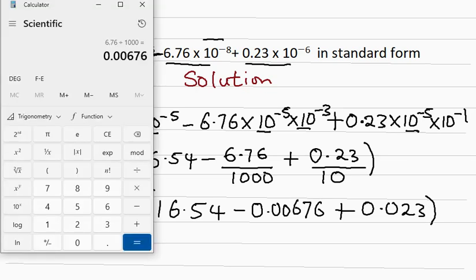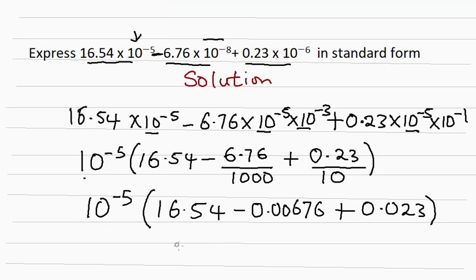All right, so let's add and subtract. So I'm going to have 16.54 minus 0.00676, then plus 0.023. That is approximately 16.55. Though kind of long, but just approximate it to 16.56. So this is 16.56 times 10 raised to the power of minus 5.